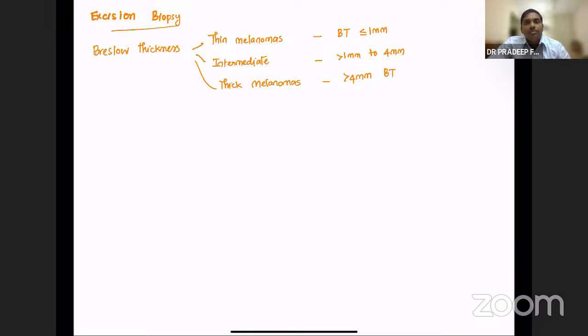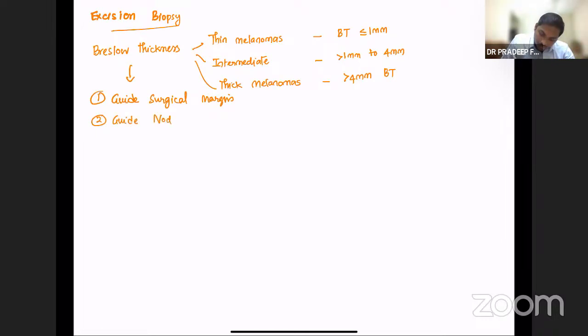And it also helps in guiding the surgical margins for excision. So why is Breslow thickness important? Number one, guide surgical margin. Number two, guide nodal metastasis risk. Risk assess the nodal metastasis.